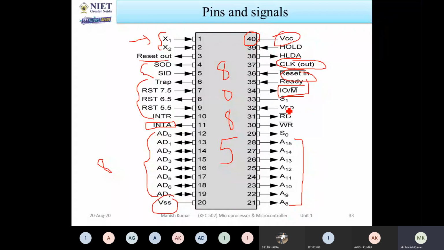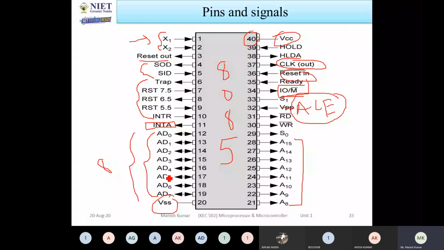This is not VPP, sorry, this is the ALE signal. The ALE signal is used for demultiplexing the address and data bus. See that AD0 to AD7, I am using these pins for the address also and the data also. So when a pin works as an address and when it works as data will depend upon the ALE signal. This is S0 and S1, called status signals, and read and write are for either reading or writing.